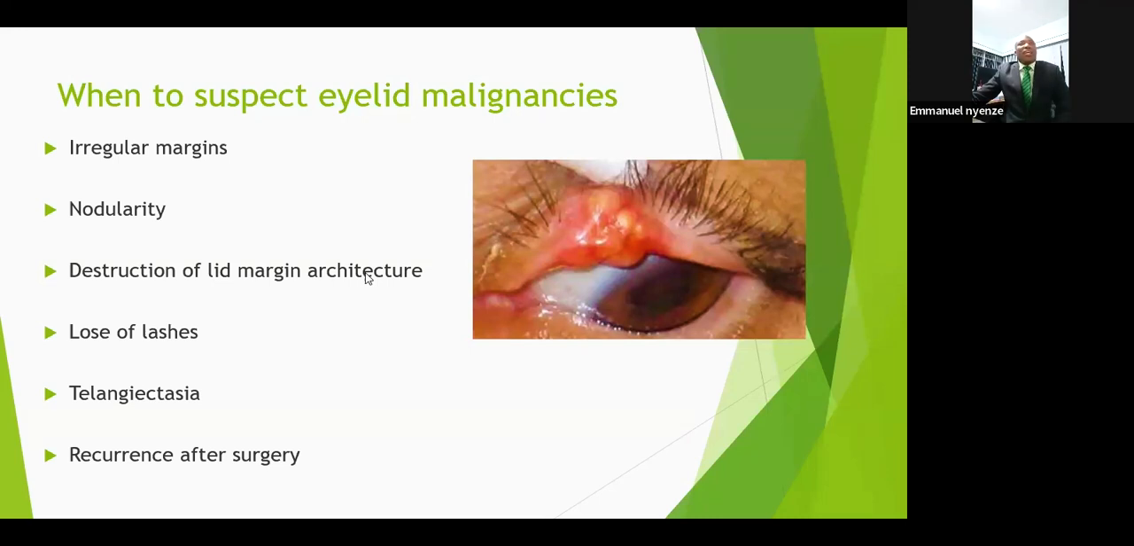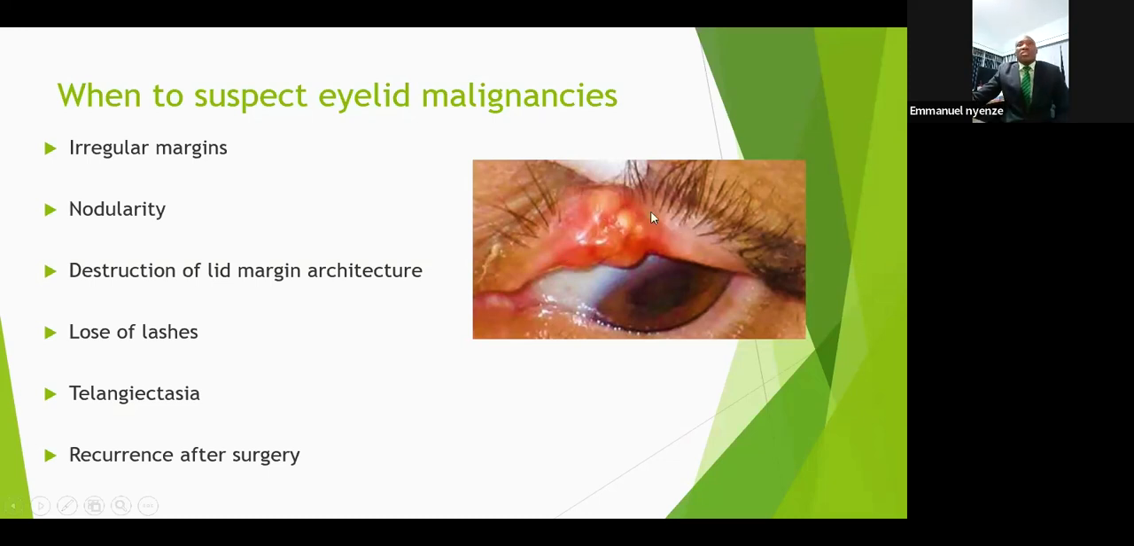Yes, there are. Eyelid malignancies, inasmuch as they are swellings, have some key features that we look for to tell whether it's a malignancy, and to separate it from a benign lesion. First of all, the margins of the lesions are usually irregular. Remember, a chalazion usually has a round shape and very clear margins.